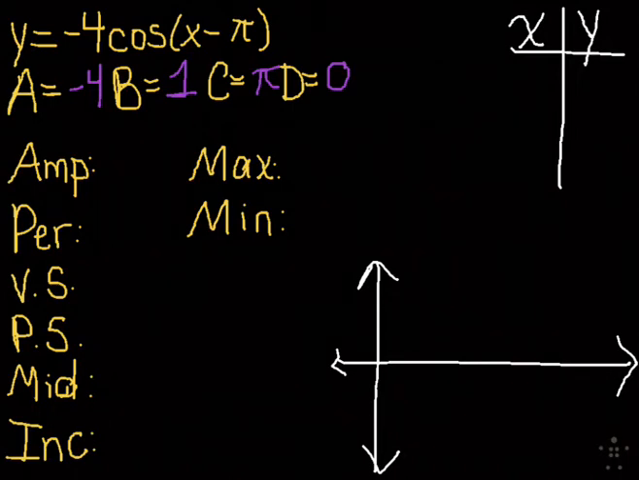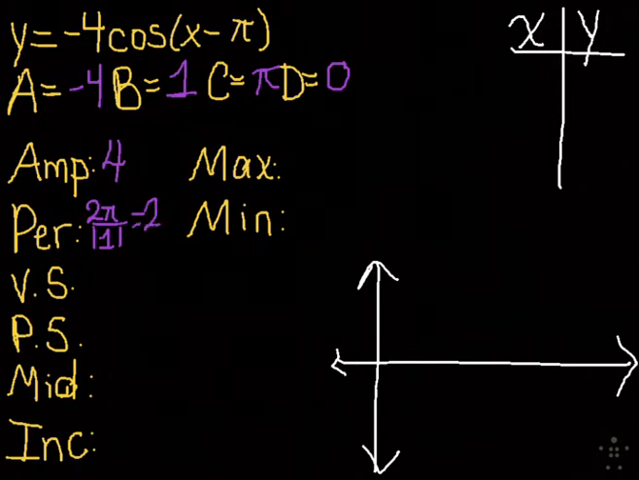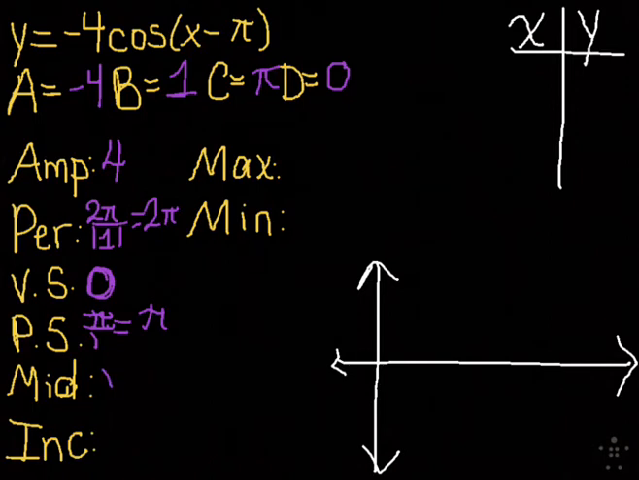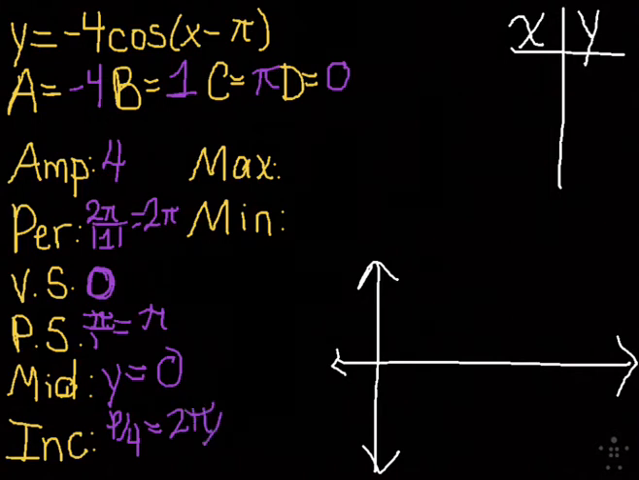All right, amplitude is the absolute value of A, so the absolute value of -4 is 4. Period, 2 pi divided by the absolute value of B, so 2 pi divided by the absolute value of 1 is just 2 pi. Vertical shift, 0, so it didn't move up or down because D is 0. The phase shift is C divided by B, so pi divided by 1 is just pi. Midline, y equals D, so y equals 0. Increment, period divided by 4, so 2 pi divided by 4 is just pi over 2.